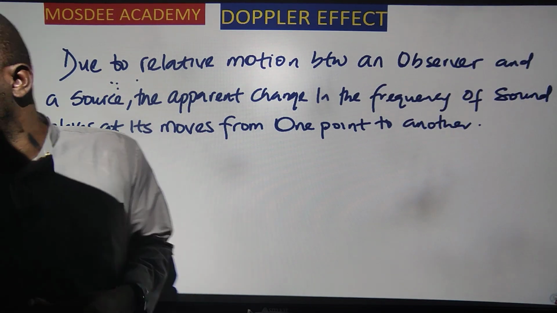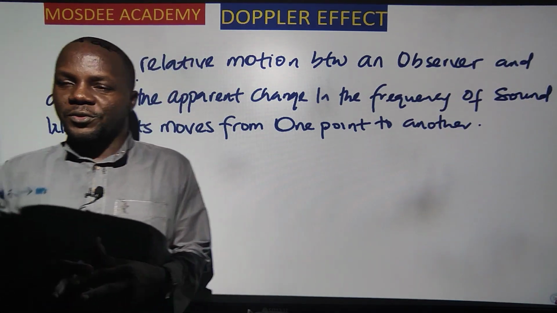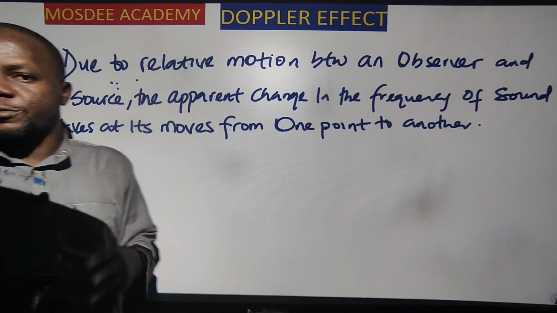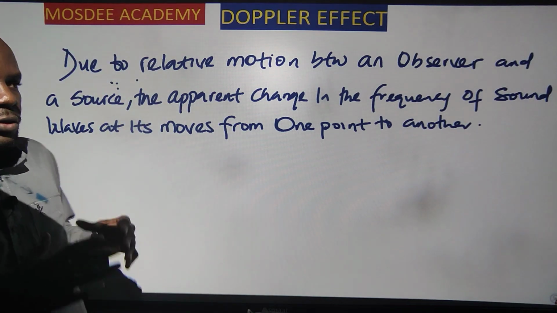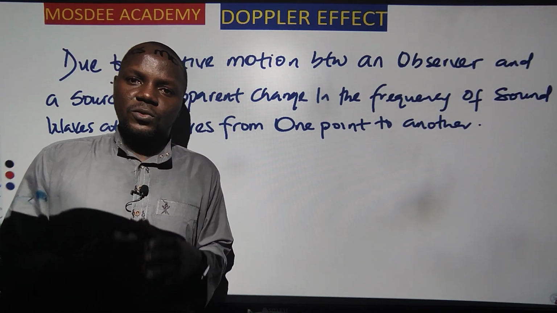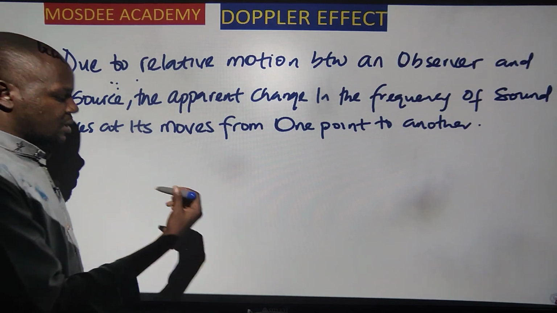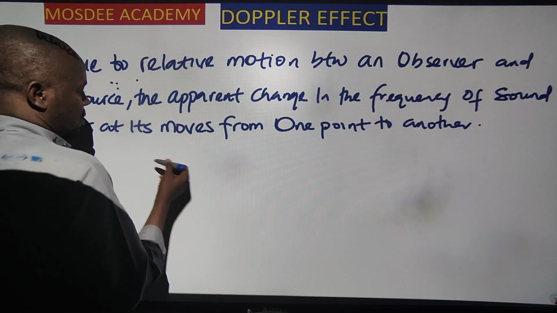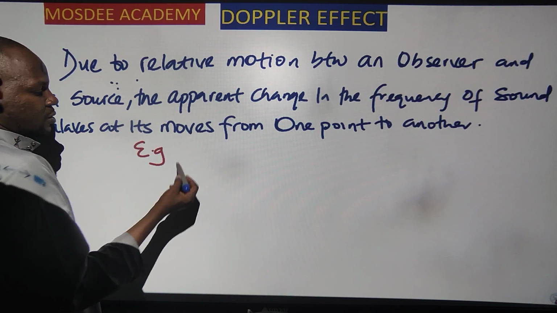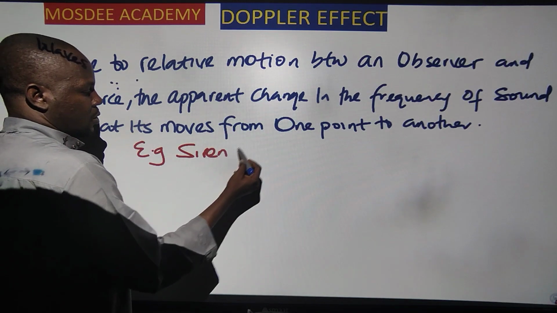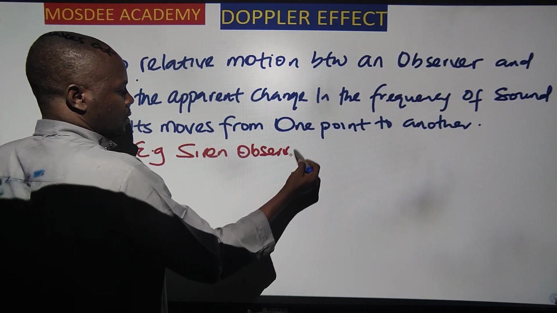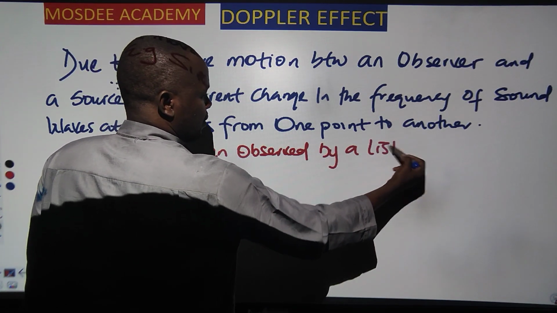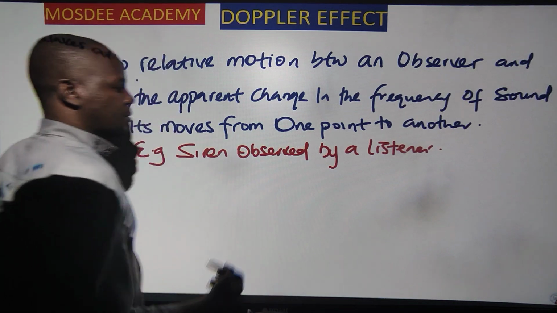What constitutes the change in frequency of sound as it moves from one point to another is known as relative motion. As a body approaches and recedes from you, you tend to hear the change in frequency of sound. This is what we call Doppler effect. Please note that a definition without an example is rubbish, so we can give a very good illustration, talking about the sound of a siren observed by a listener. So these are simple examples.